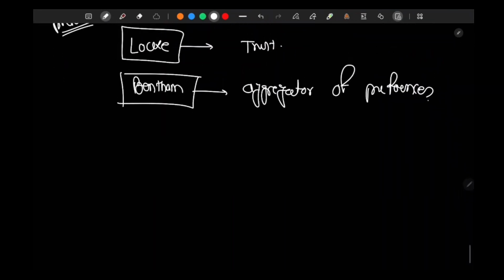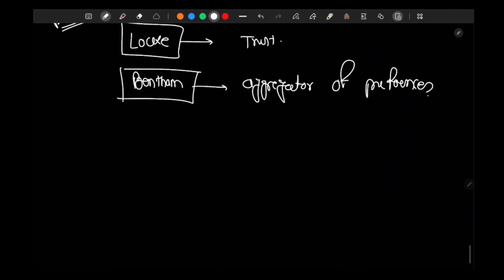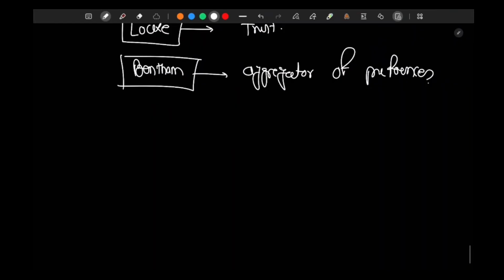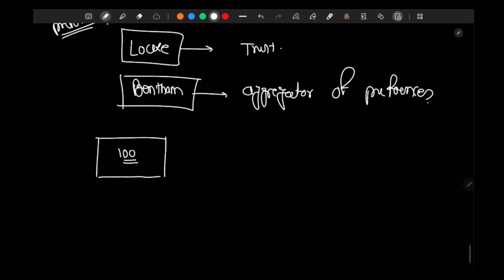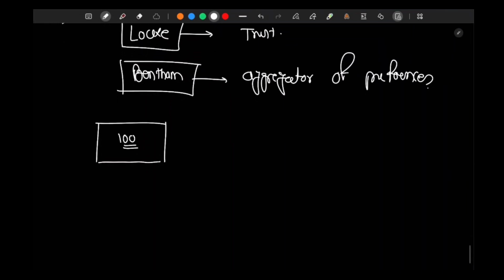Only an aggregator of preferences. If I have to give you an example to think of, let's say there are 100 students, again going back to that hostel example, with an issue with water supply.